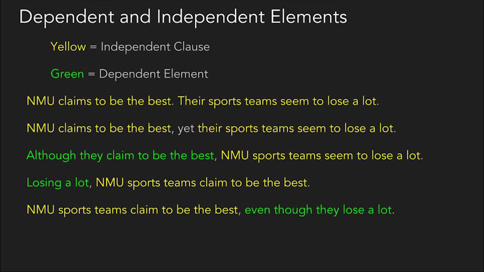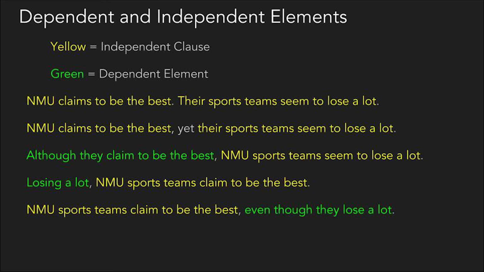Here's an example of an arrangement experiment. As you can see, independent clauses are in yellow and dependent elements are in green. At the top, we have two complete sentences. The second line combines those sentences into one with a conjunction. The third transforms NMU claims to be the best into something dependent. The next line makes a similar transformation from their sports teams seem to lose a lot to losing a lot.